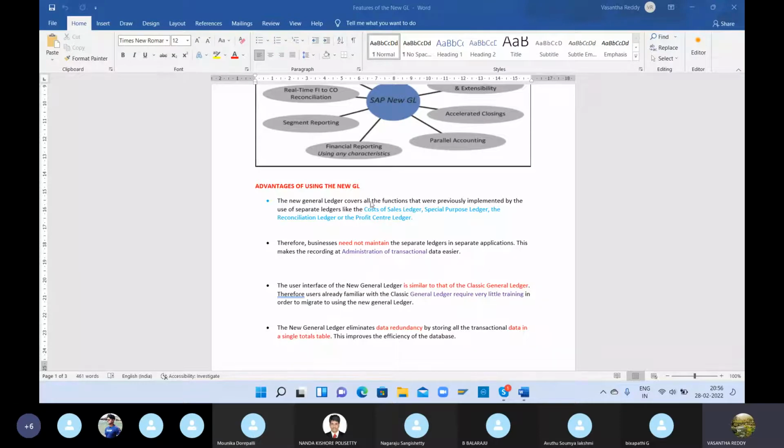The user interface of the new general ledger is similar to the classic general ledger. We discussed previously how the classic GL and new GL differ. Therefore, users who are already familiar with the classic general ledger require very little training in order to migrate to the new general ledger.